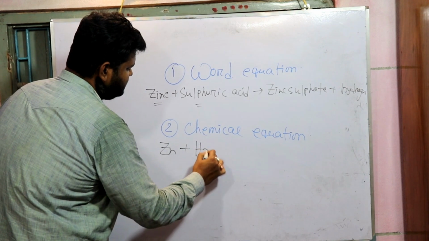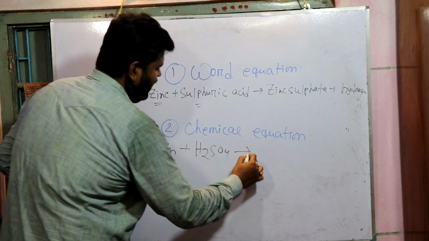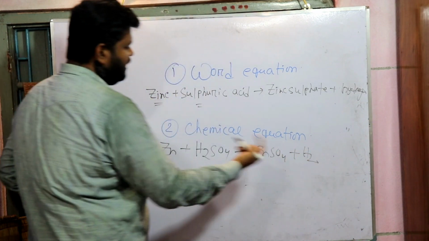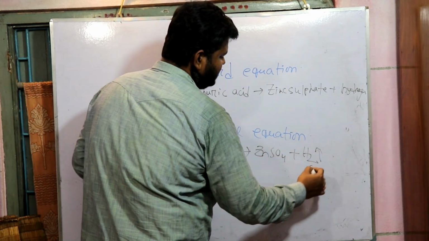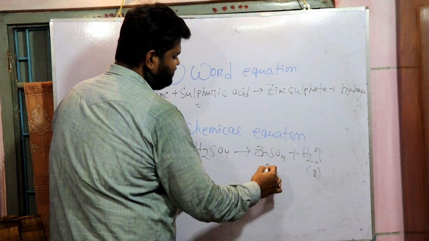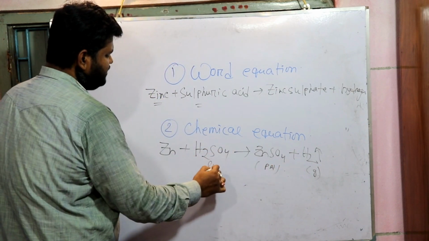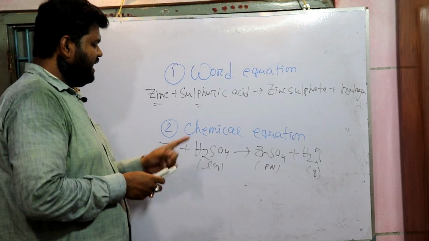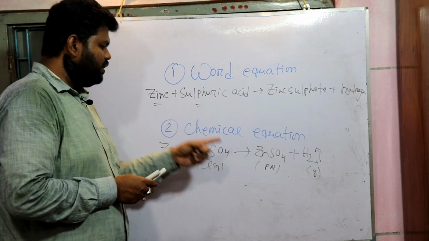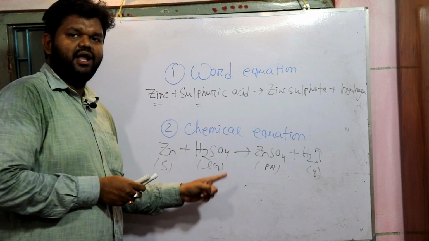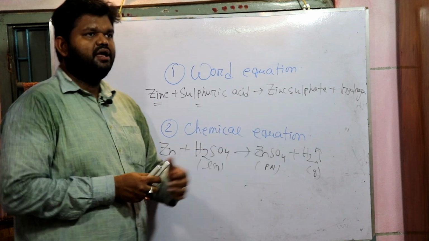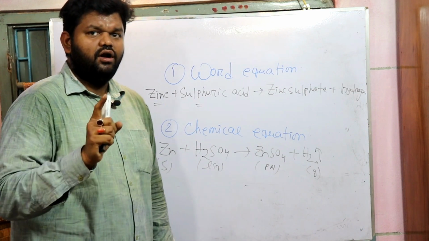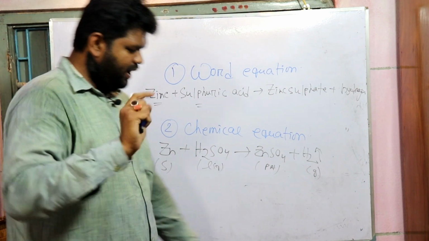This is sulfuric acid, H2SO4, and this is zinc sulfate plus H2. So you can easily say H2 is a gas, zinc sulfate is a precipitate, H2SO4 is a liquid, and zinc is a solid. This is a very good representation of any chemical reaction. A chemical equation is a way of representing any chemical reaction.